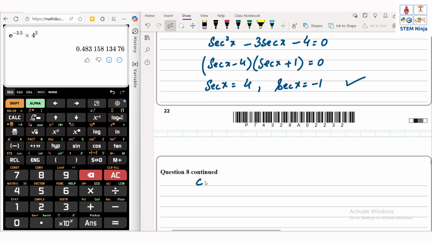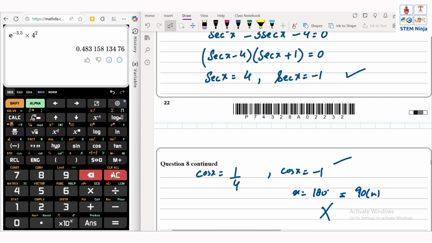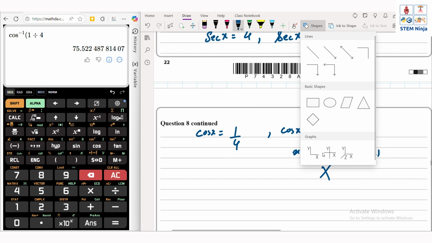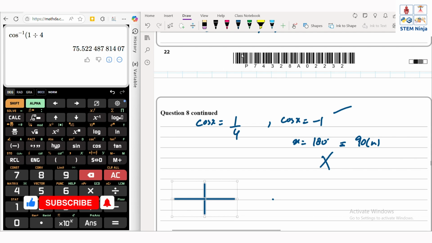Both of these values we can do. Convert this now into cosine. So cos x is equal to 1 over 4, and cos x is minus 1. Now this we get from 180 degrees, so obviously this is a multiple of 90 degrees, so this will be discarded. But cos x equals 1 over 4, you get the first answer is this. So we know from the cos diagram that cosine is positive in the first quadrant and in the fourth quadrant. So the same angle will be found in the fourth quadrant also.